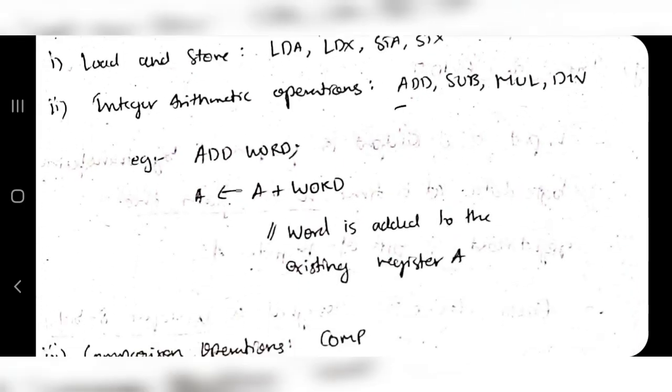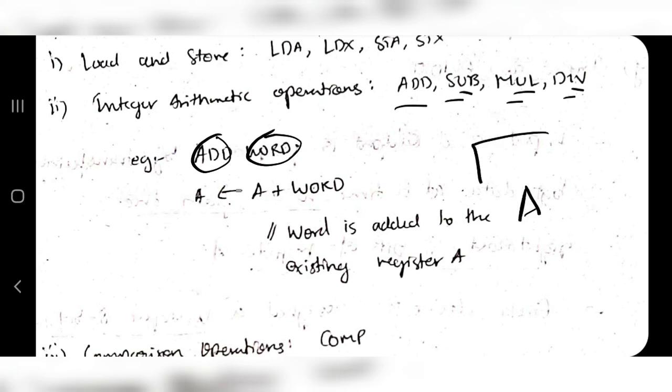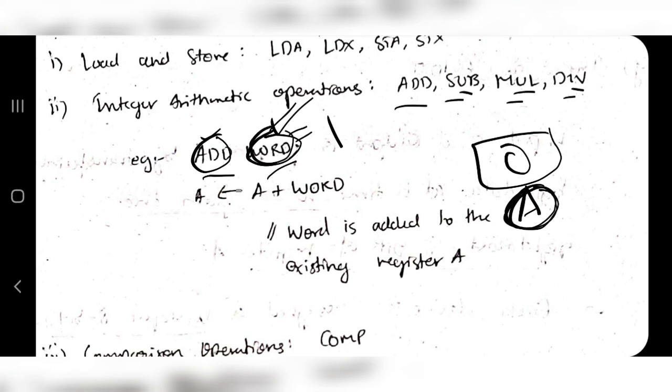Then arithmetic operations: add, subtract, multiply, and division. Every time you write add, subtract, multiply, or division, the A register only will be used. Whatever you write here will be stored in the A register. ADD word means add in A; if A has 0 and word is 1, then automatically the A register will be called, and the value of word will be added with the existing value of A. So 1 will be added with 0 and 1 will be stored here. A equals A plus word.